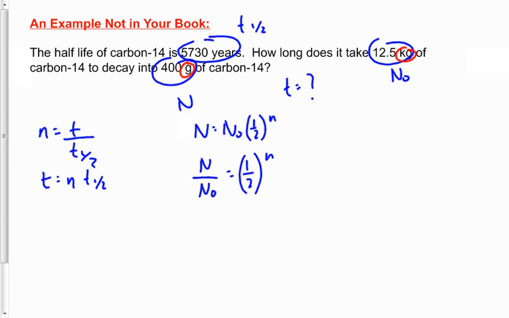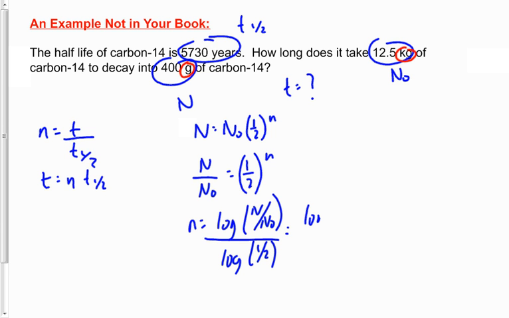Okay, we got n over n sub 0 equals 1/2 to the little n. Little n becomes equal to log of n over n sub 0, over log of 1/2, or log of 0.5. So it becomes log of, let's say, 0.4 over 12.5, over log of 0.5.